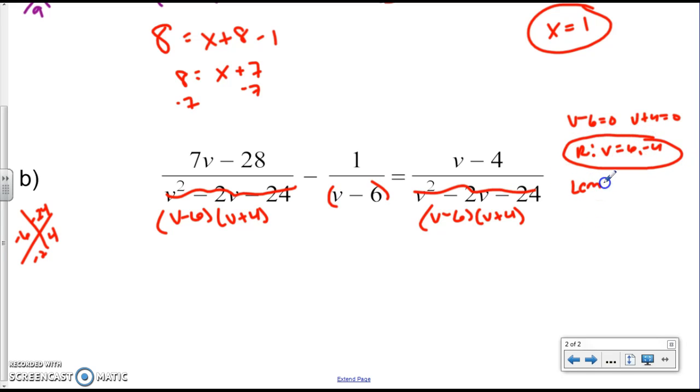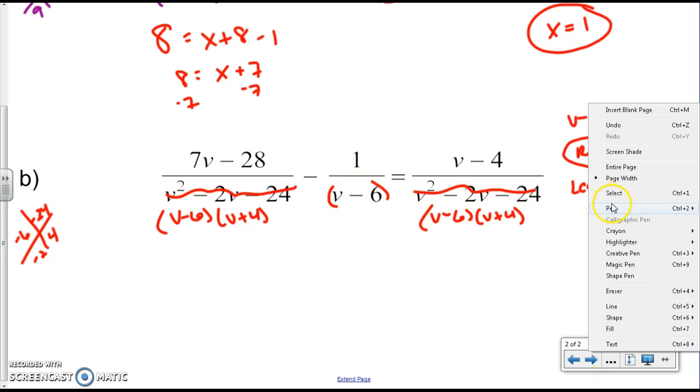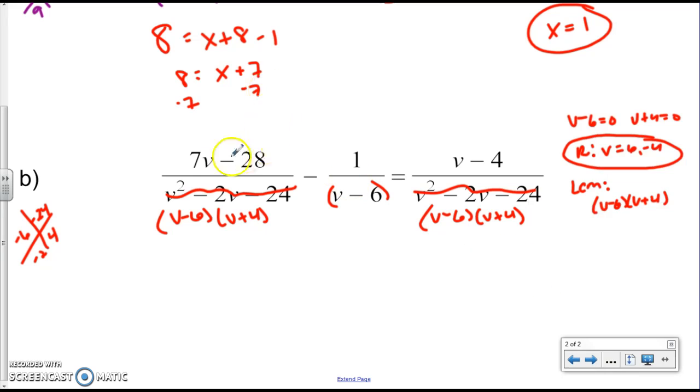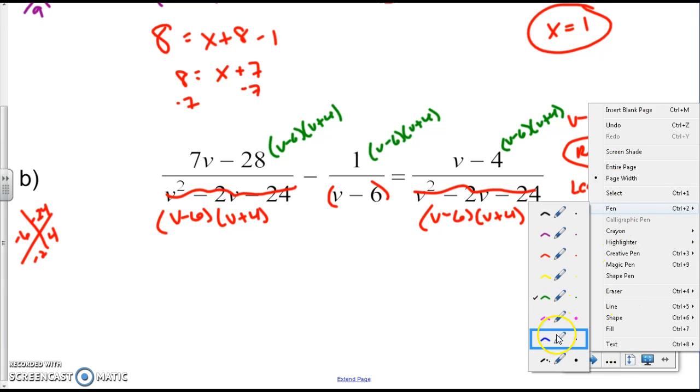My LCM, starting with the first fraction, is v minus 6 and v plus 4. Second fraction is v minus 6, which is already there. Third fraction is the same, so I don't have to worry about it. Changing some colors here. I'm going to multiply the top of the first fraction by the whole thing, the second fraction by the whole thing, and that third fraction by the whole thing. Okay. And then I'm going to cancel.